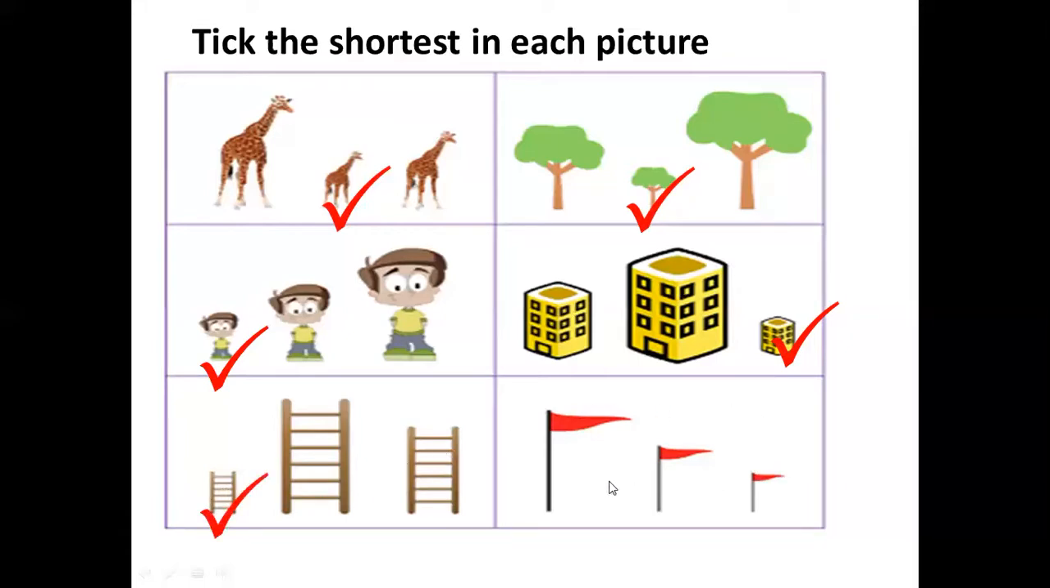Now there are three pictures of flags. So check out the height: the first one is more than the second one, and the height of the second one is more than the third one. So among these three flags, the last one is the shortest.